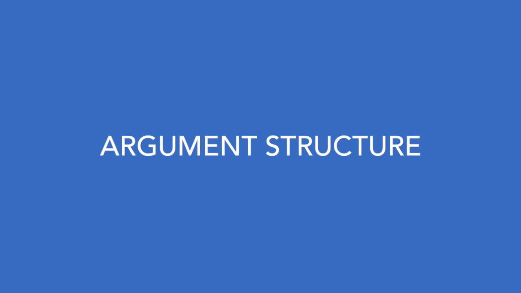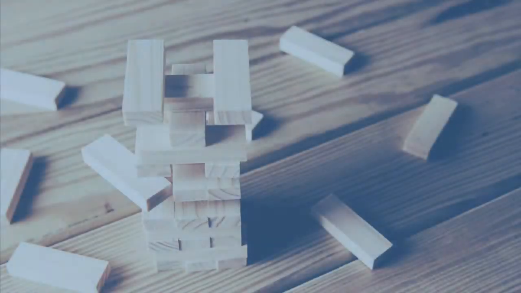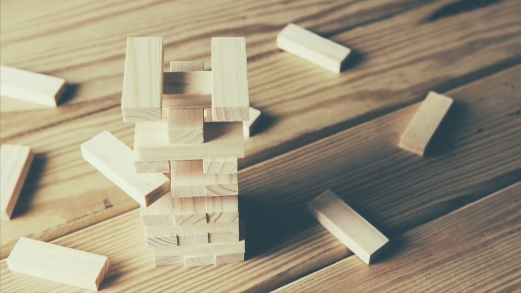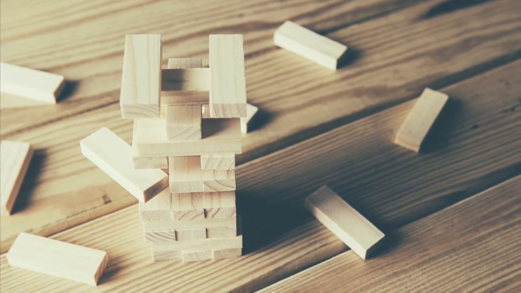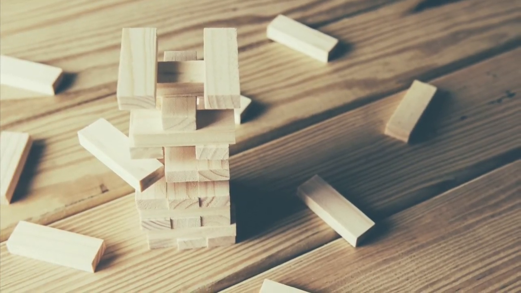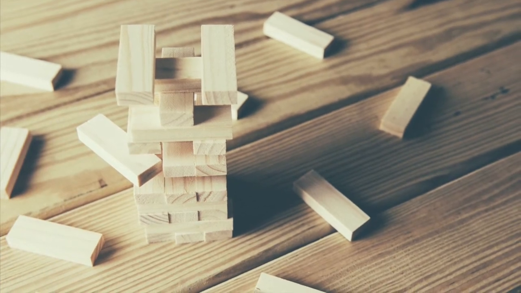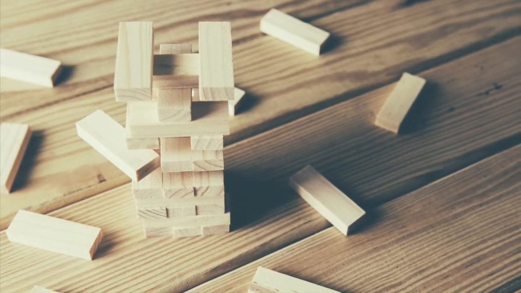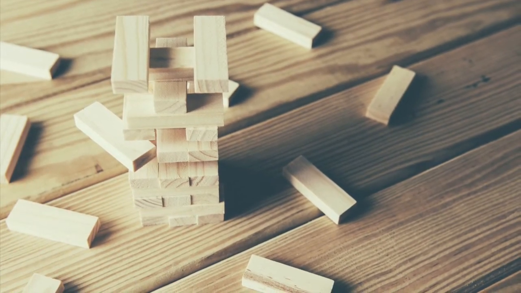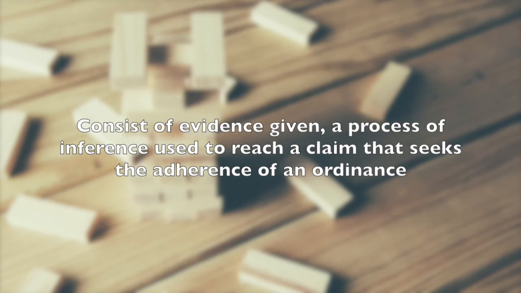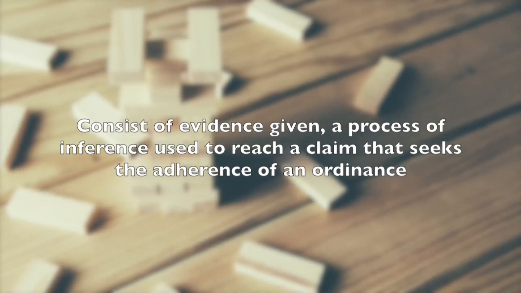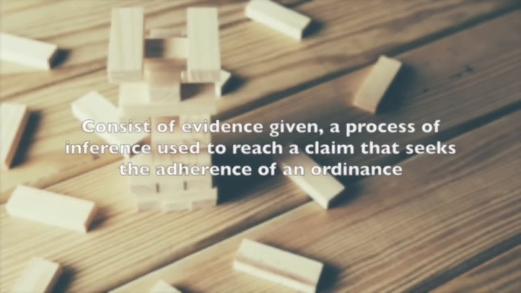The degree of effectiveness of any given argument is often a function of the degree of understanding of the principles and structure that underlie the process. A rational argument is a set of statements to support a conclusion. It starts with a set of premises and then derives a set of conclusions based upon those. As such, arguments have a basic structure to them, in that they consist of evidence given, and a process of inference used to reach a claim that seeks the adherence of an audience.